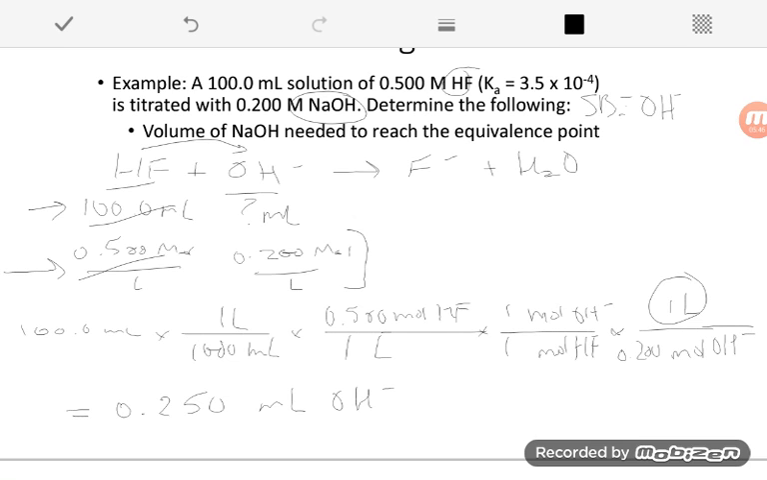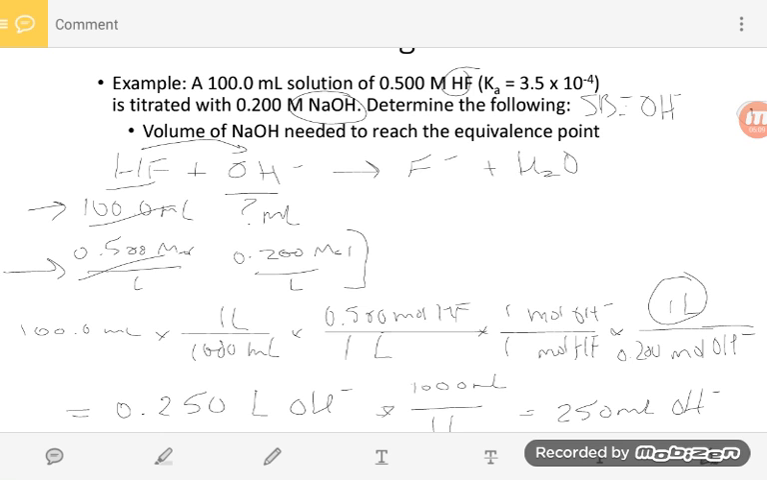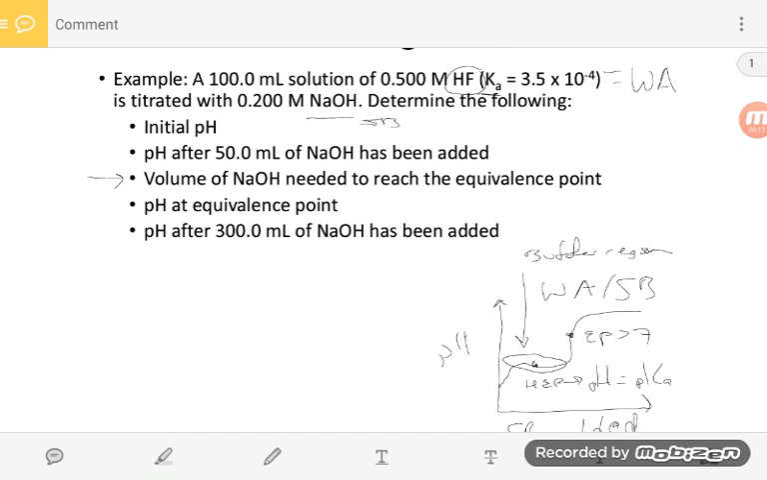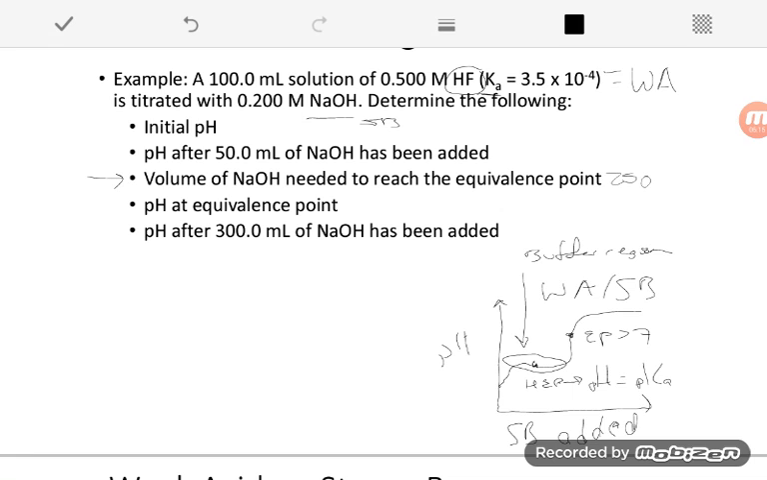Though I like to put it, oh, I'm sorry. No. I'm still in liters of hydroxide. I like it to be in milliliters, so I'm just going to do a quick conversion. There's 1,000 milliliters in a liter, so that's going to be 250 milliliters of hydroxide. And so now I know the volume needed to reach the equivalence point. So I can go back and make a little note of that. It's going to take 250 milliliters of sodium hydroxide to reach the equivalence point. So that's going to be right here. That's going to be 250 milliliters.